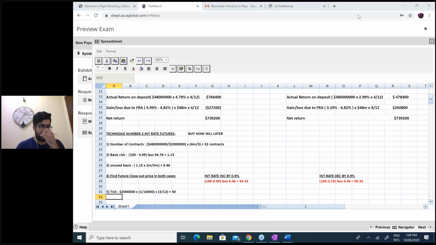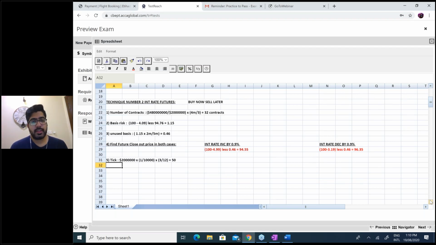So I will just be repeating the 5 steps. If you have any questions in the 5 steps, you can then ask. We're doing technique number 2, interest rate futures. Since it's a deposit case, it's buy now, sell later. The first step is number of contracts: amount 48 million over contract size 2 million into time period 4 months over 3, it's 32 contracts. Basis: spot 100 minus LIBOR, the interbank rate 4.09, less futures price. Which future did you select? The March one, already written in the first step, 94.76, basis 1.15. Unused basis is the basis risk 1.15 into extra months over total months.